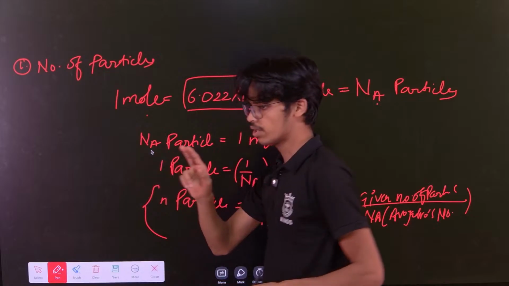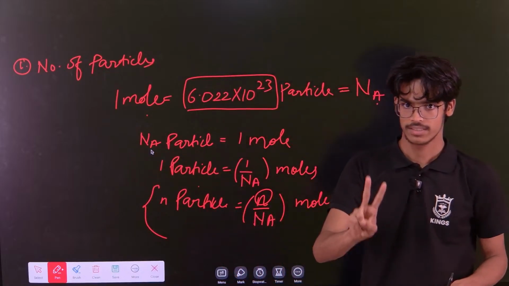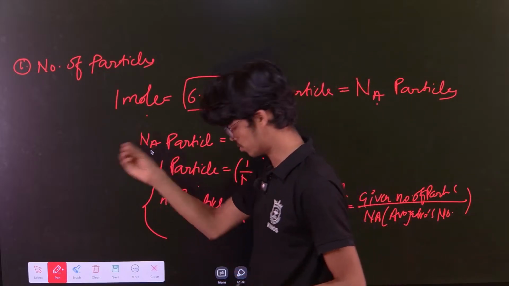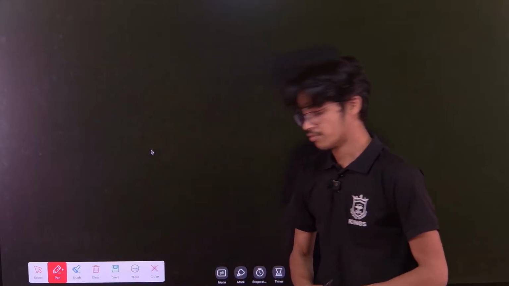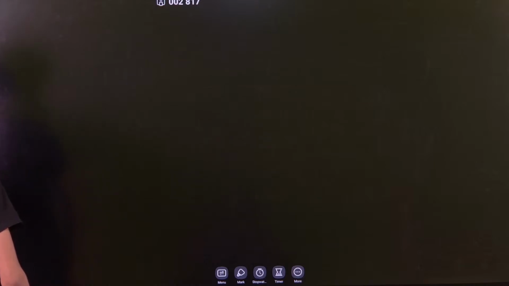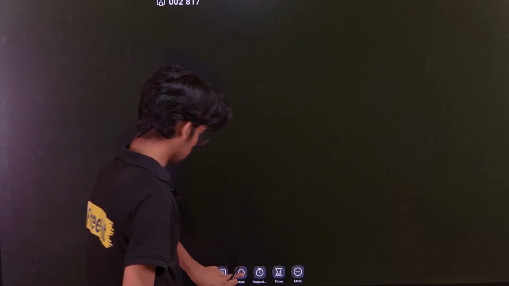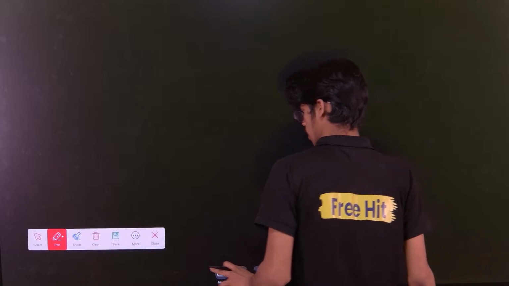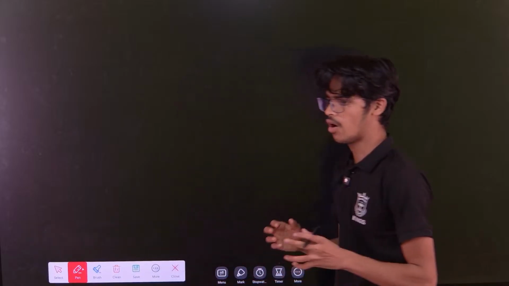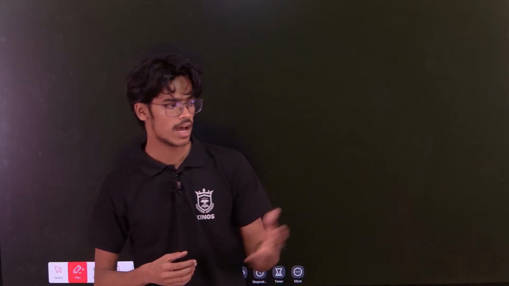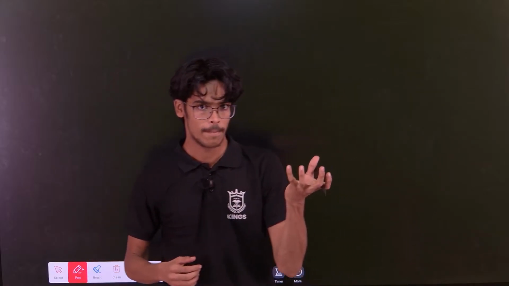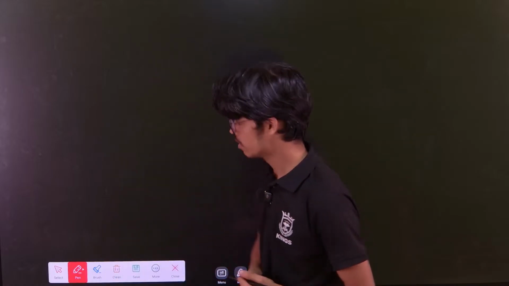Now we are going to understand the second way of finding number of moles. So, the first way was to find number of moles by using the number of particles. Now we are going to understand how we can find number of moles by utilizing the amount of mass given to us, the mass in grams.